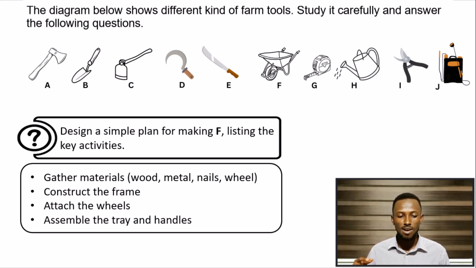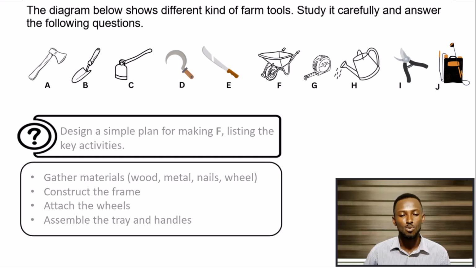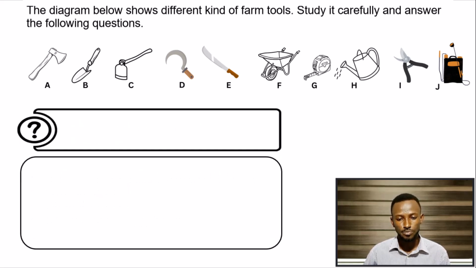Gather the materials and then use those materials, as in the wood, metal, nails, and wheels, to construct the frame. So we'll construct the frame after gathering the materials, and then attach the wheels to the frame. After that, we'll assemble the tray and handles. By following these steps, we're able to design a simple wheelbarrow.